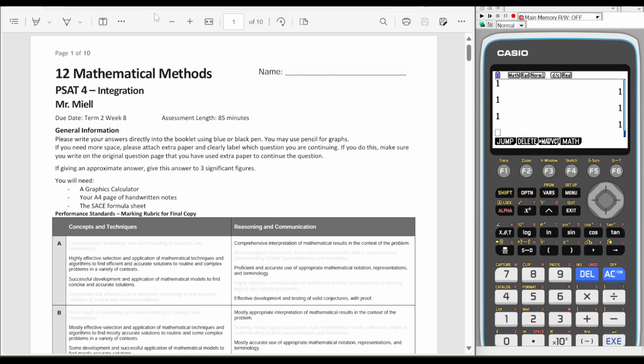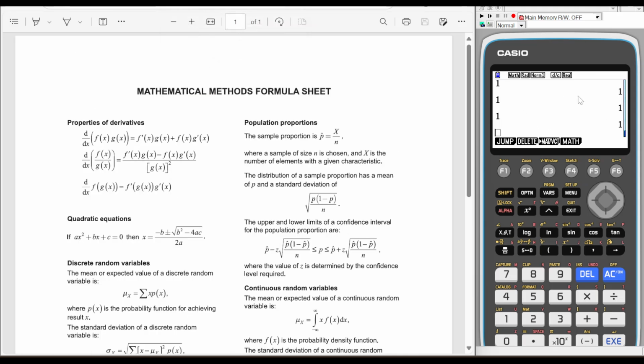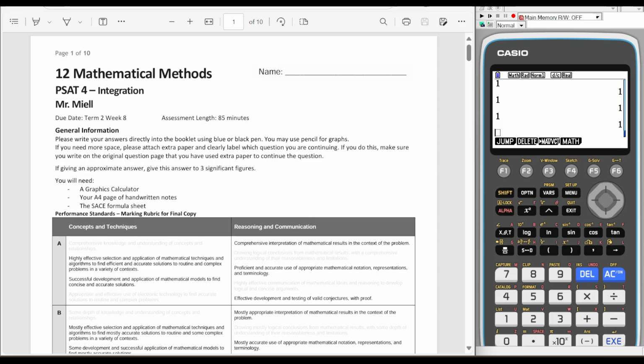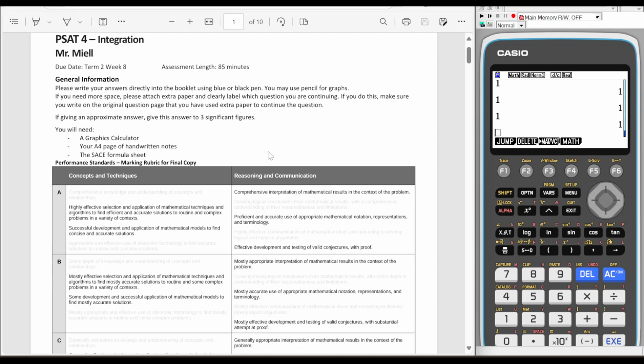All right, we're looking at the solutions for the integration practice test. So be sure you got your formula sheet, your calculator, and your single-sided A4 cheat sheet, handwritten.